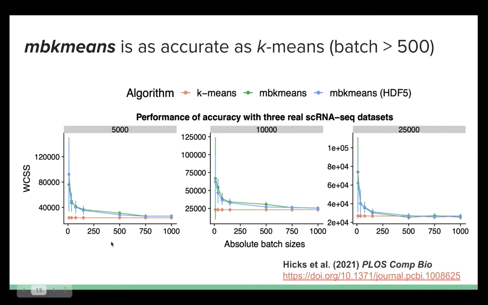And what we see is k-means does not change, the accuracy does not change as a function of the batch size, which is what we expect. However, mini-batch k-means, with data both stored on disk and in memory, becomes as accurate as k-means for batch sizes of around 500. So this is great.